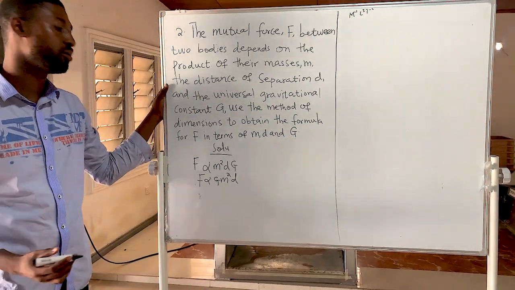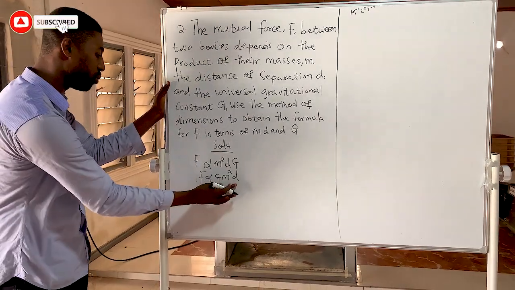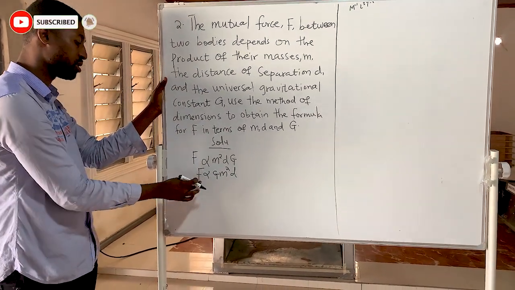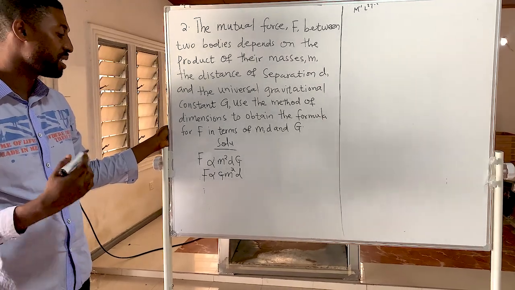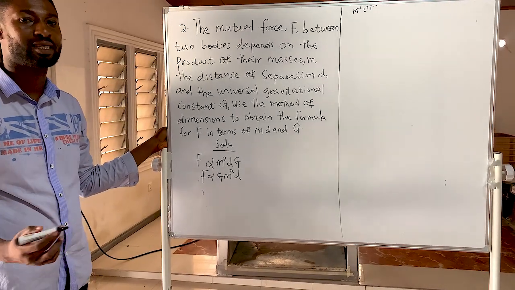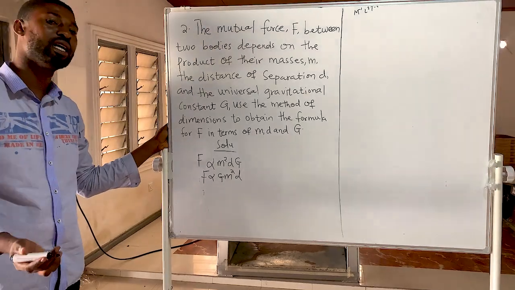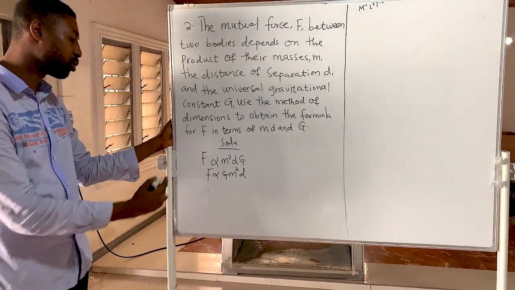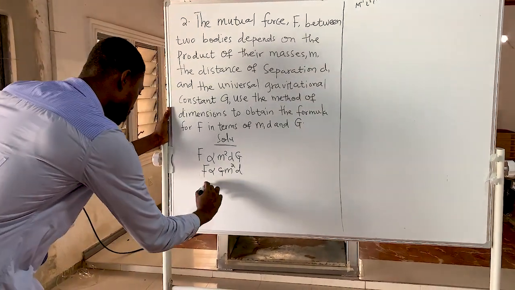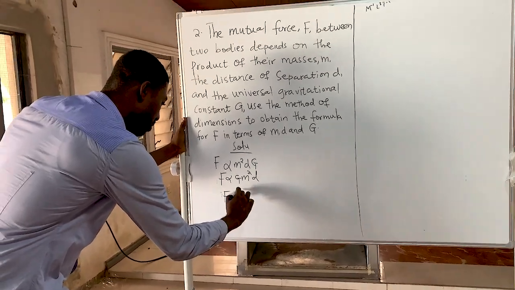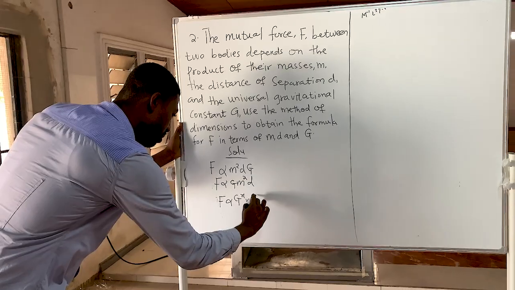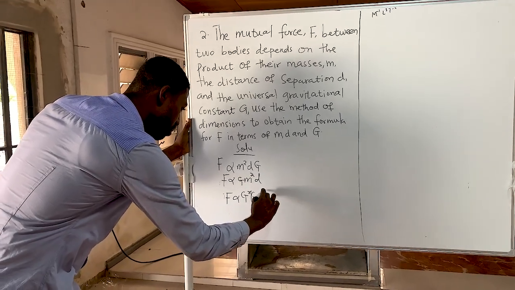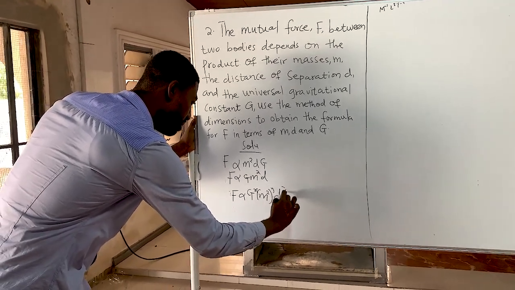Then the next step to do is that the dependent variables, remember this is the dependent variables and this is the subject. So per the steps, the dependent variables are raised to a certain powers. You can either use A, B, C, but here I'm going to use X, Y, Z. So F depends on G^x, m^2y, then d^z.